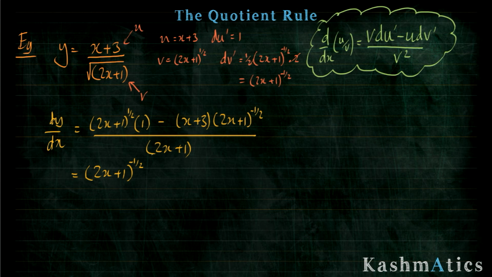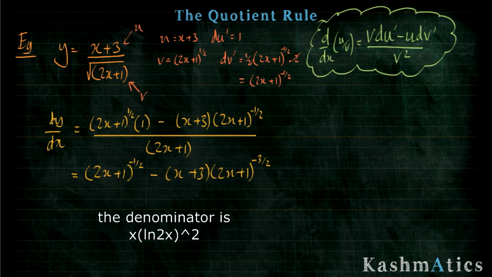Remember this 1, we just don't need to write it. Take away x plus 3 times by 2x plus 1 to the power... now minus a half take away 1 is minus 3 over 2. Now you could write it slightly differently if you wanted to by putting it in the denominator, but it's fine just as it is.